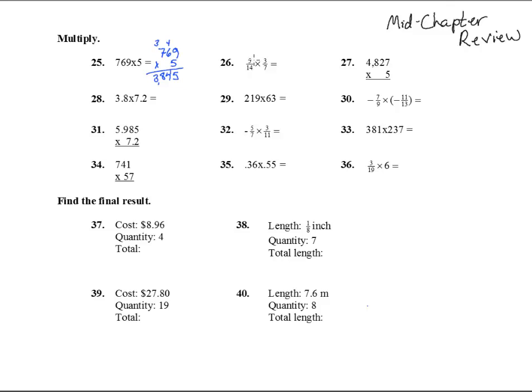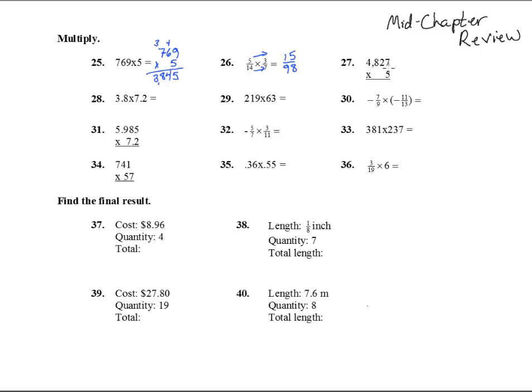5 times 3, 14 times 7. So this can times straight across like that, and straight across like that. And we've learned our multiplication tables. 5 times 3 is 15. 14 times 7 is 98. So we get 15 98ths. So, number 27, 4,827 times 5.